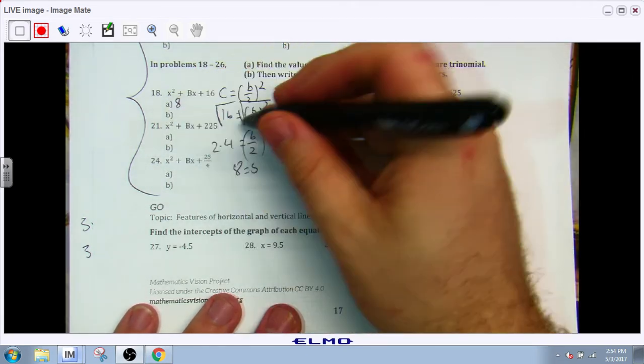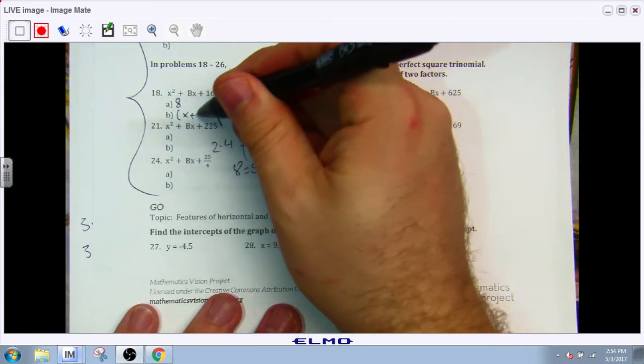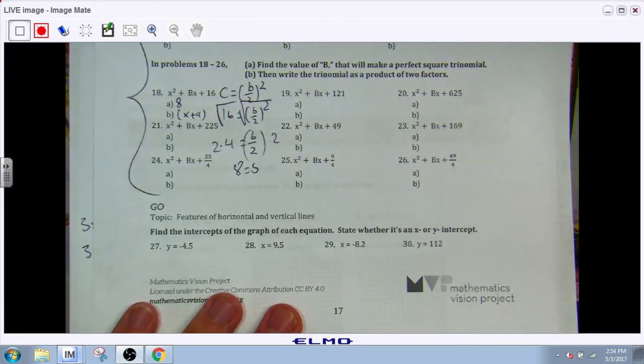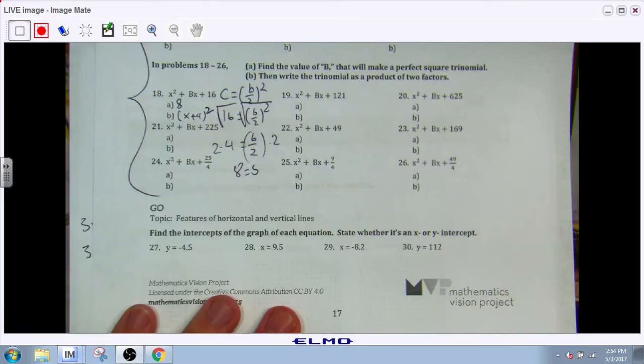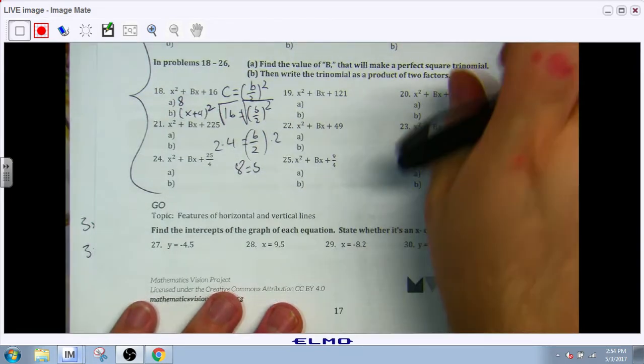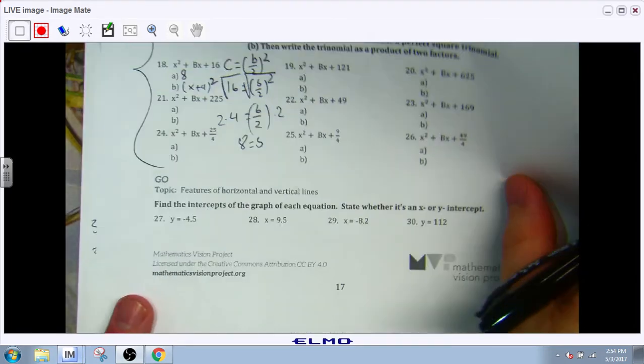And then what goes in here? This would be, again, x plus 4 squared. And there we go. Finally, actually that's it. That's all I really care about.